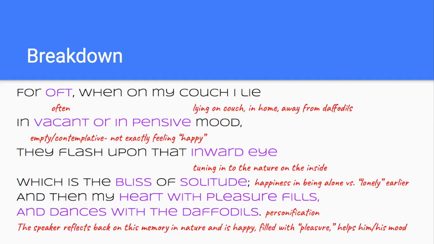Personification, giving non-human traits, heart dancing with the daffodils, though. So he's feeling like he is one with the daffodils, one with nature, and the daffodils, which were described in such vivid, happy, perfect imagery early. Now the speaker in his heart feels the same way as them. So through nature, he was able to feel something, access something, and improve his mood and self in a way that he was not able to without those daffodils. So he's reflecting on this memory in nature, and he feels happy, filled with pleasure. It's helped enhance his mood.